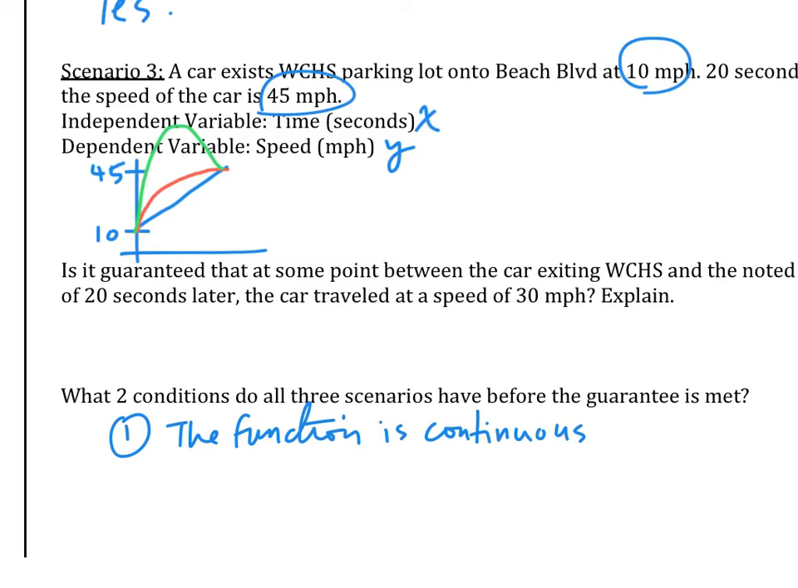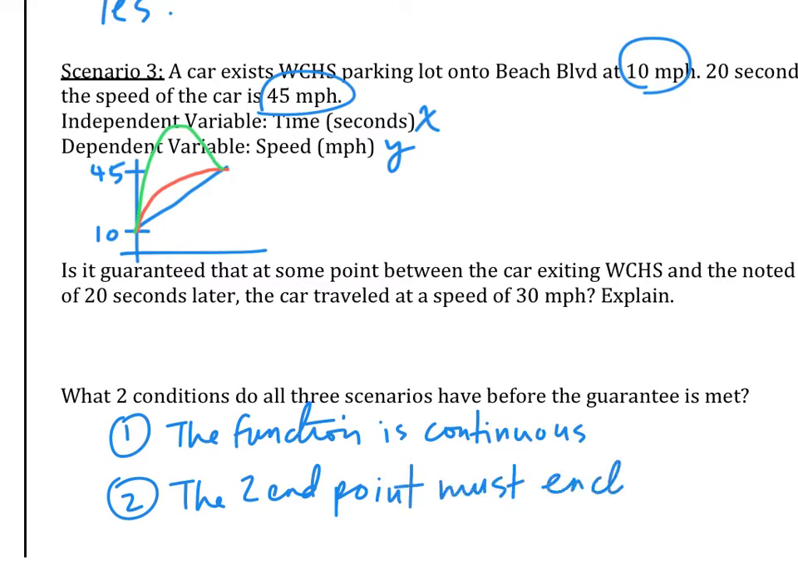And then same thing, your car must go from a certain speed to the next speed, going through the intermediate speed. If you don't do that, you cannot get there. And that is because the function is continuous. So that's the first condition. The second condition is that the two endpoints must enclose the point of intent. What does that mean?